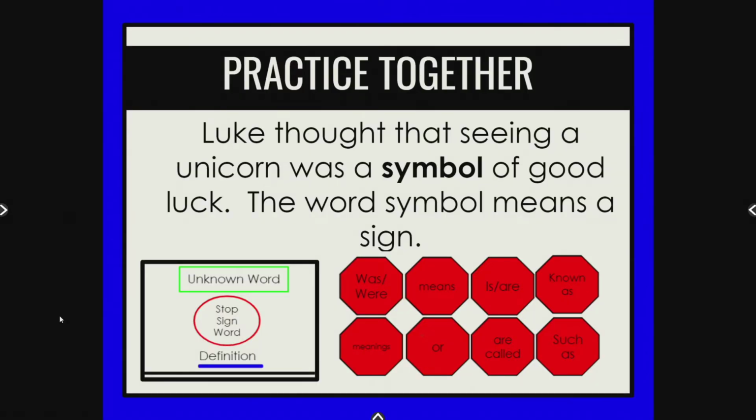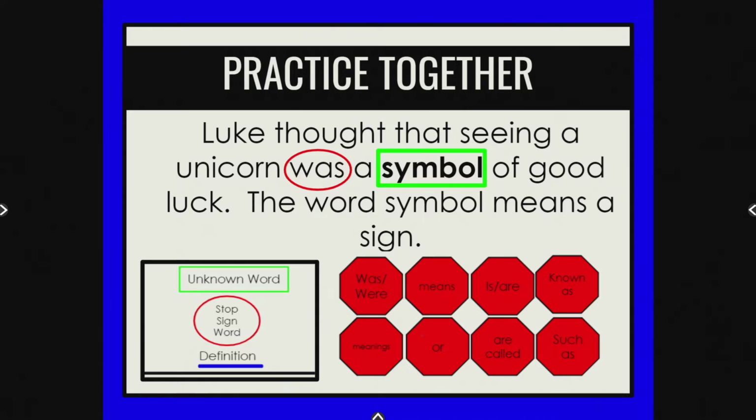So let's try one together. Luke thought that seeing a unicorn was a symbol of good luck. The word symbol means a sign. Our unknown word is symbol, and we know that because it is emboldened on this one. And so now we need to look for our stop sign word. So we look down here and we notice that our stop sign word is was.